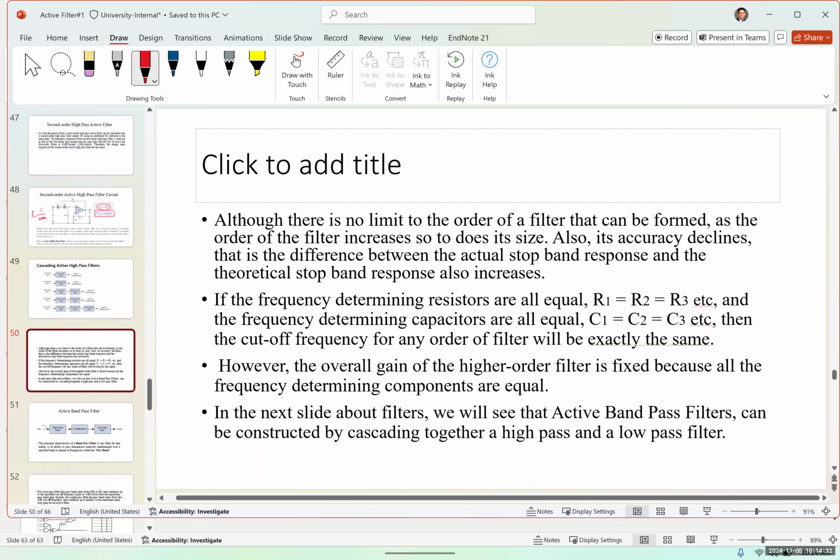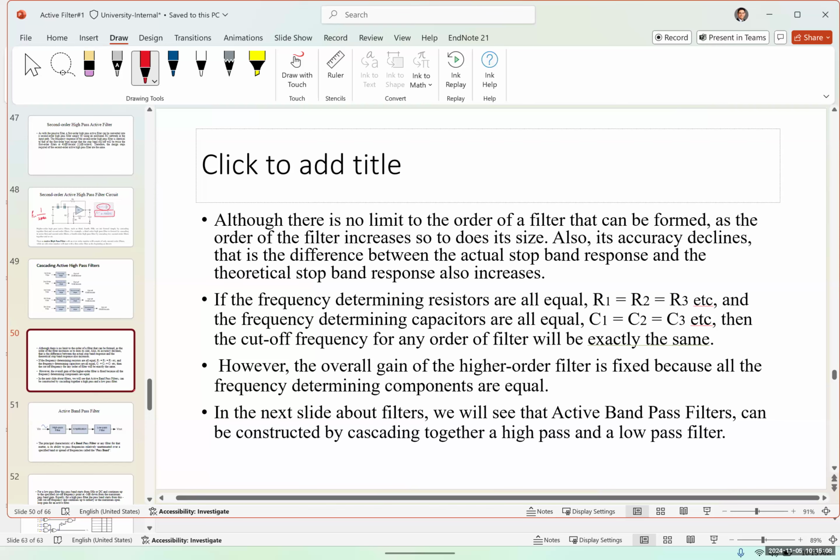Although there is no limit to the order of a filter that can be formed, as the order of the filter increases, so does its size. Also, its accuracy declines. That is, the difference between the actual stop band response and the theoretical stop band response also increases. If the frequency determining resistors are all equal, R1, R2, R3 are equal, and the frequency determining capacitors are all equal, C1, C2, C3 are equal, then the cutoff frequency for any order of filter would be exactly the same.